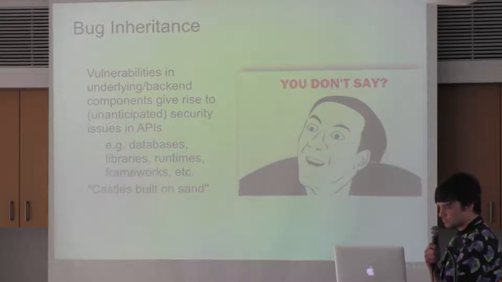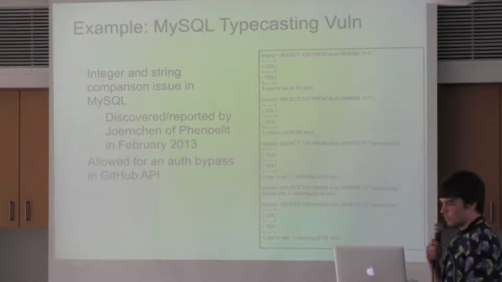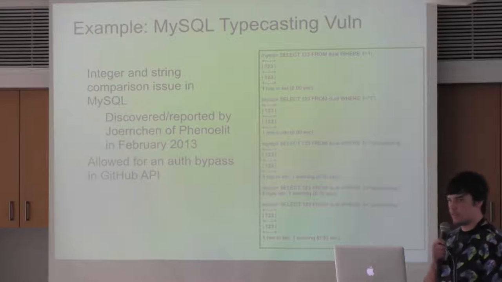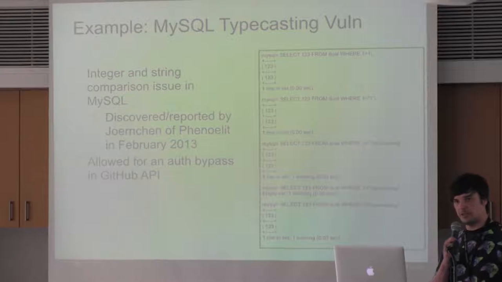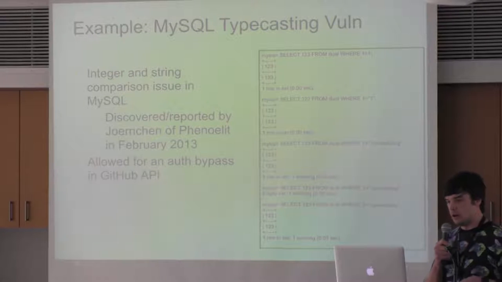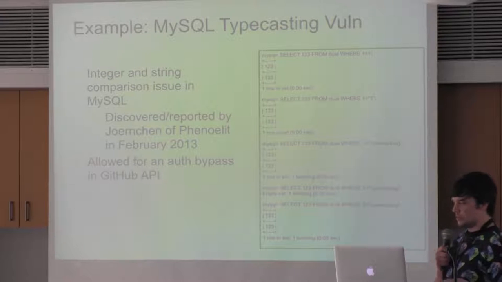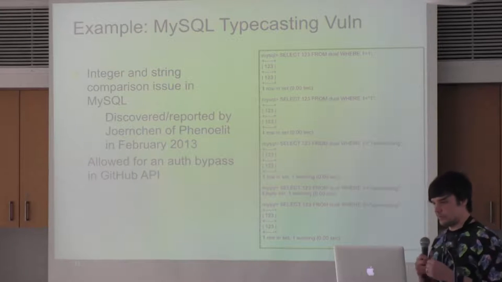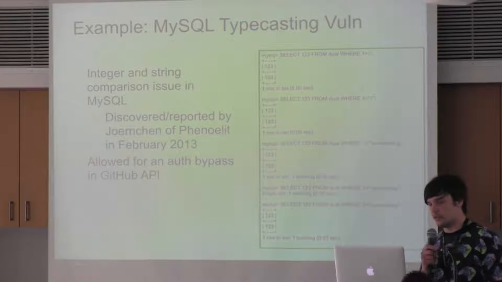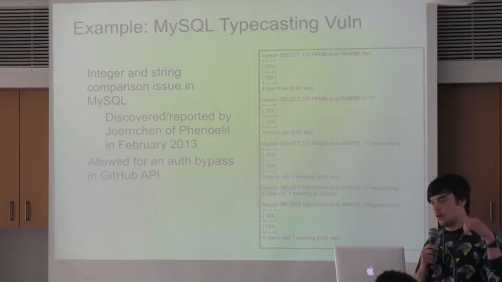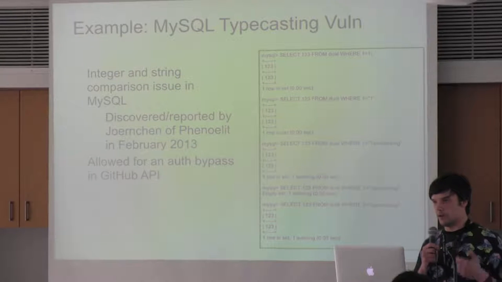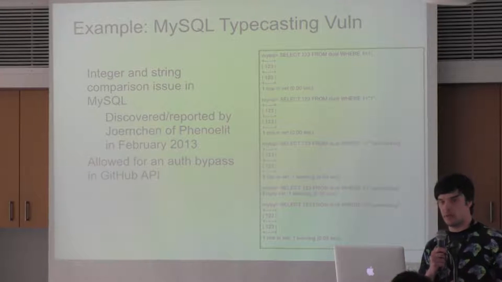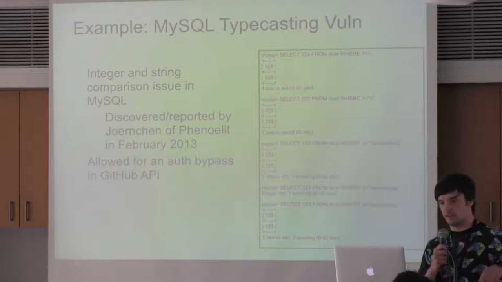So an example here would be MySQL had this typecasting issue, basically in the way that it compared integers and strings across different columns. I don't know how to pronounce his name from Venolit, but Jornchen in Feb of 2013 disclosed this. And the practical example of this is that it allowed for an authentication bypass in the GitHub API for certain users of an organization.